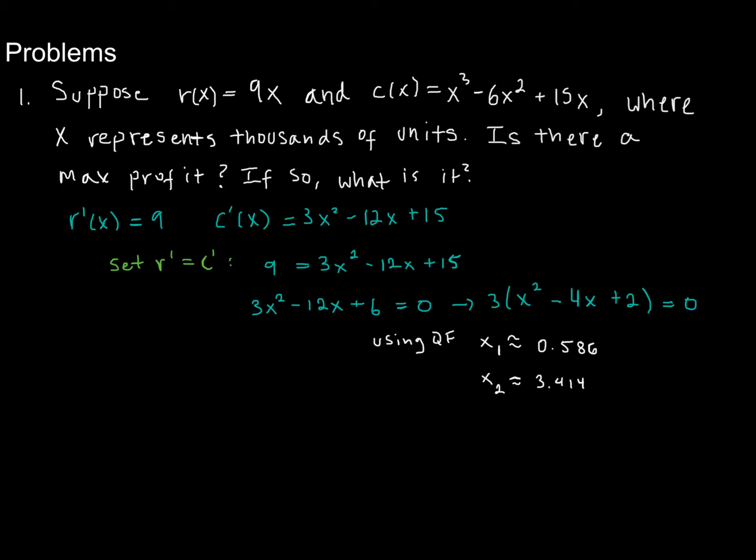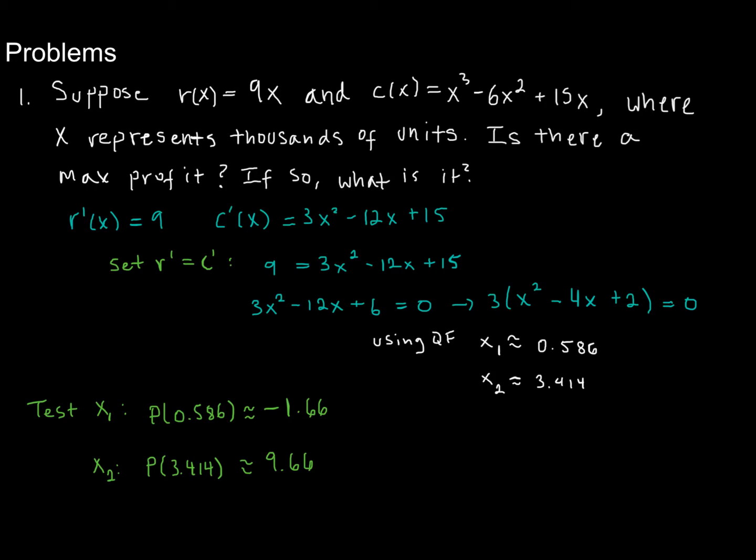So what we need to do now is test each of these x values with our profit function to see which one will give us a maximum profit. Testing both out in my profit function, remember the profit function is just the revenue function minus the cost function. Applying both of these x values, I see that for the first x value I actually get a negative value, which means my profit is negative. I'm losing money. At 3.414, or a production level of about 3,414 items, I'm going to have a positive profit, and so this will be my maximum profit. This one will not be.